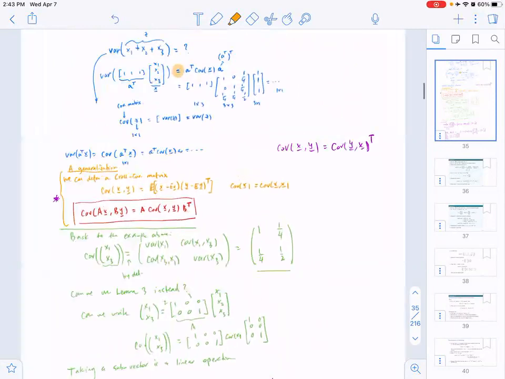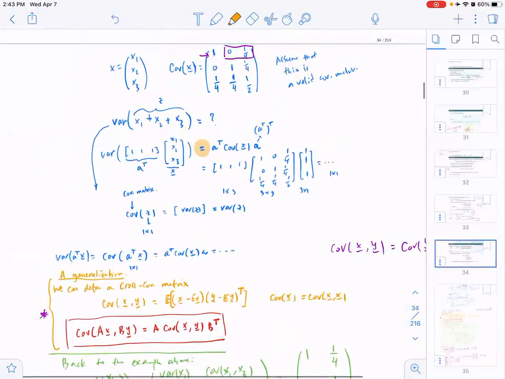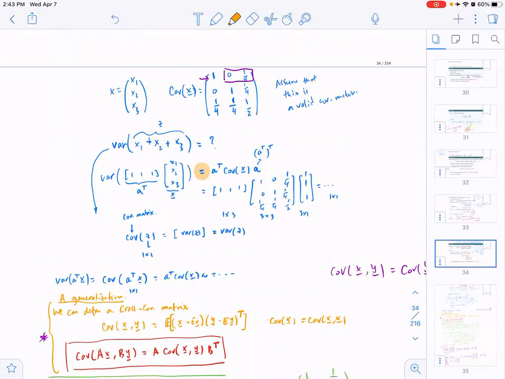So let me ask you a question. If you didn't know this lemma, let's say in a previous course, could you still compute this variance of x1 plus x2 plus x3? Do you know any other way of computing this?